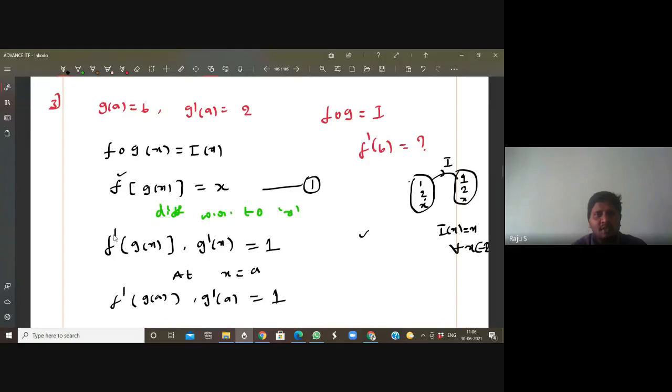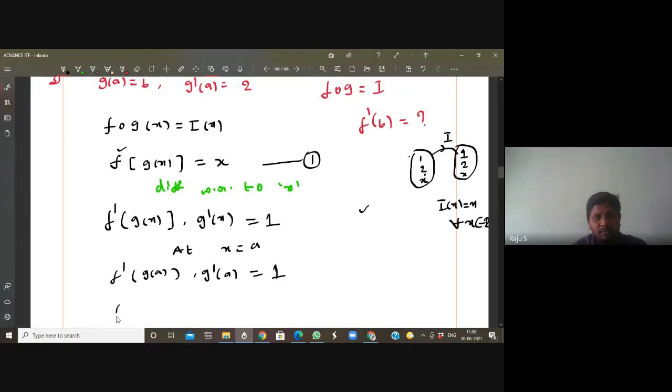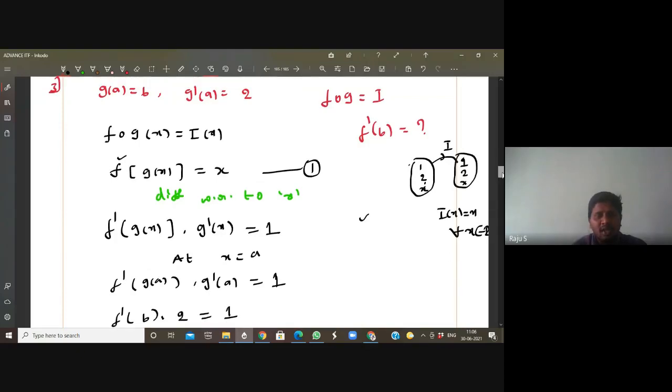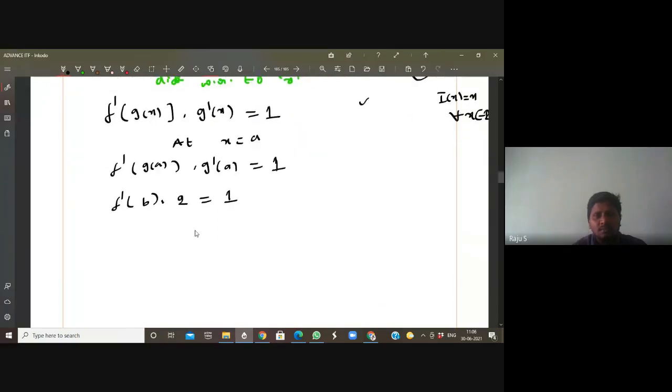Now substitute the values here. G of a value is b, so f dash of g of a is f dash of b, into g dash of a value is 2, is equal to 1. I substituted directly g of a and g dash of a value. So which implies what is f dash of b value? It's equal to 1 by 2, cross multiply.